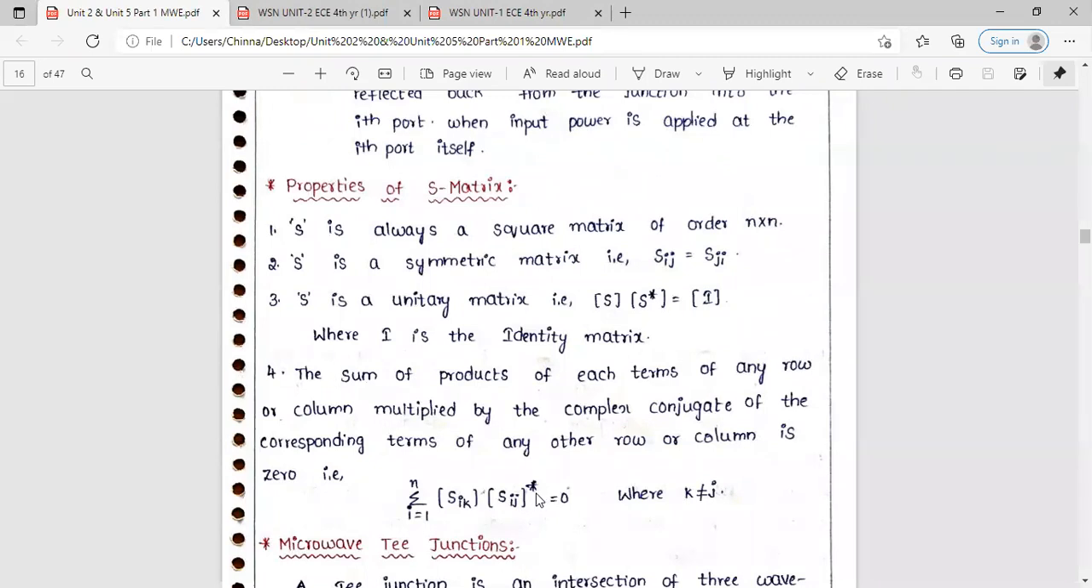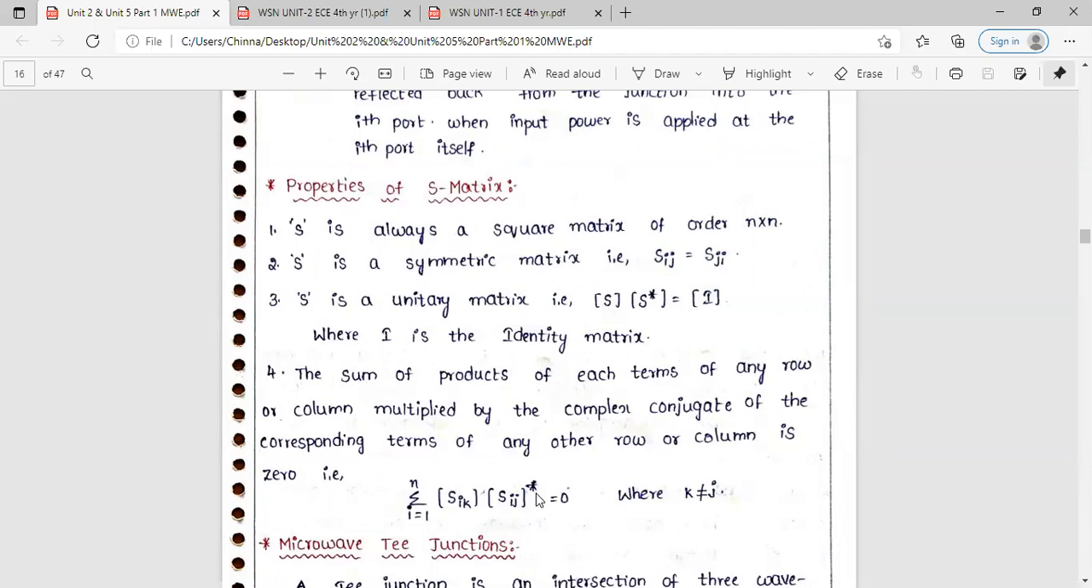So these are the properties of the S matrix. We can again remind: S is always a square matrix and a symmetric matrix, and S multiplied by S conjugate leads to the identity matrix. And the fourth one: the sum of the product of each term of any row and column, multiplied by the complex conjugate of the corresponding terms of any other row and column, leads to 0.